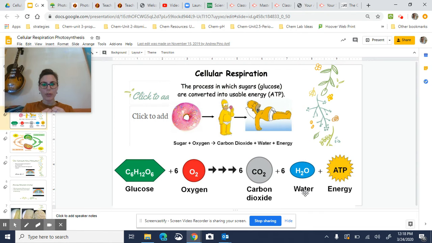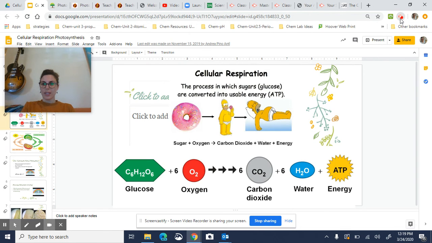So I eat food and I end up with these two waste products, carbon dioxide and water, but I get this amazing molecule called ATP. And ATP is basically like fuel for your cells. So just like you put gasoline in your gas tank to move the car, you got to put ATP in your cells to fuel all the things that your cells need to do.